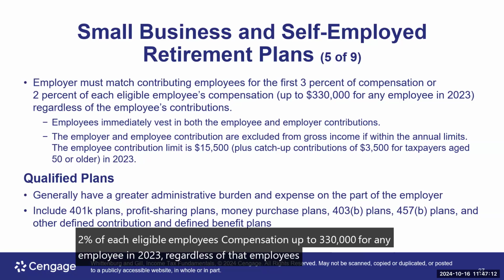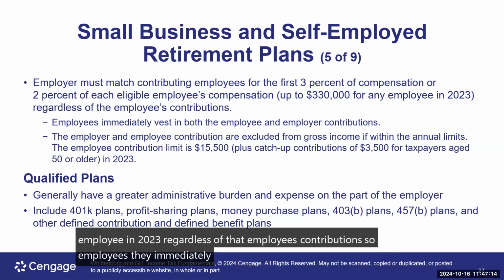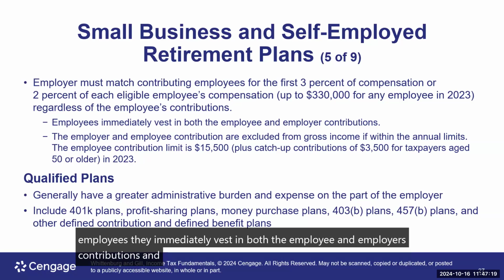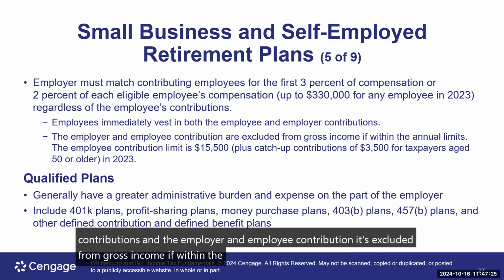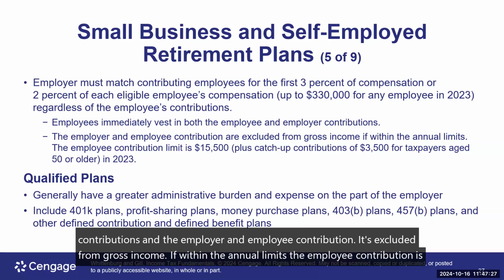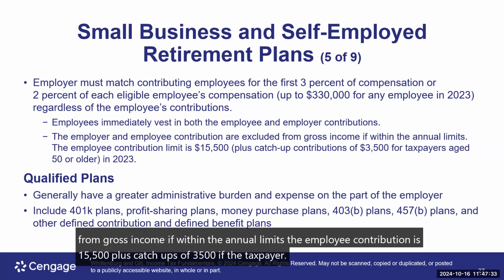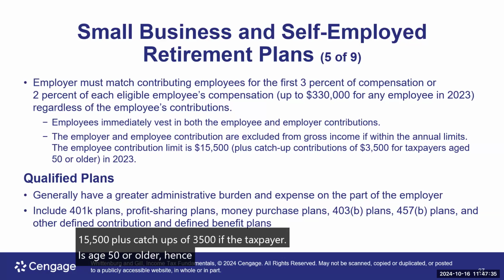Employees immediately vest in both the employee and employer contributions, and the employer and employee contribution is excluded from gross income if within the annual limits. The employee contribution is $15,500 plus catch-ups of $3,500 if the taxpayer is age 50 or older, hence the total $19,000. Next, we have what's called qualified plans.